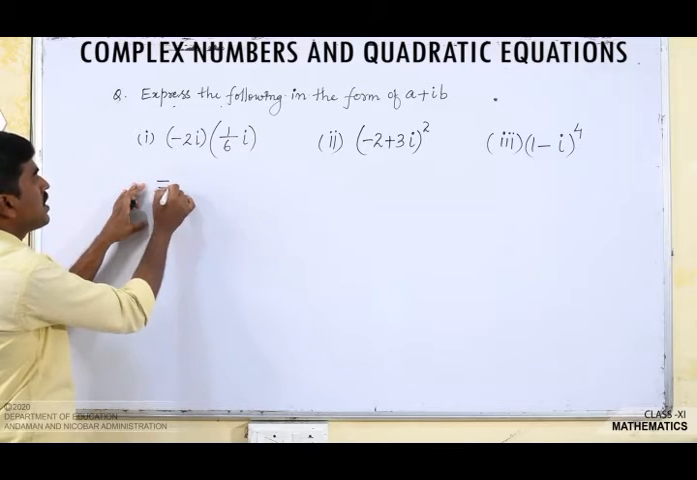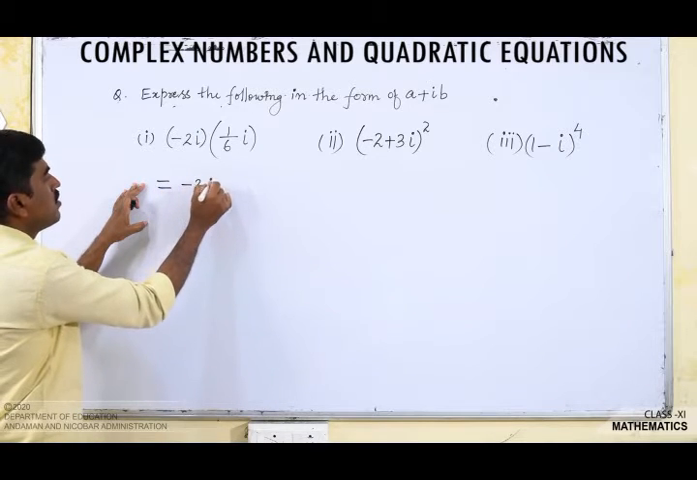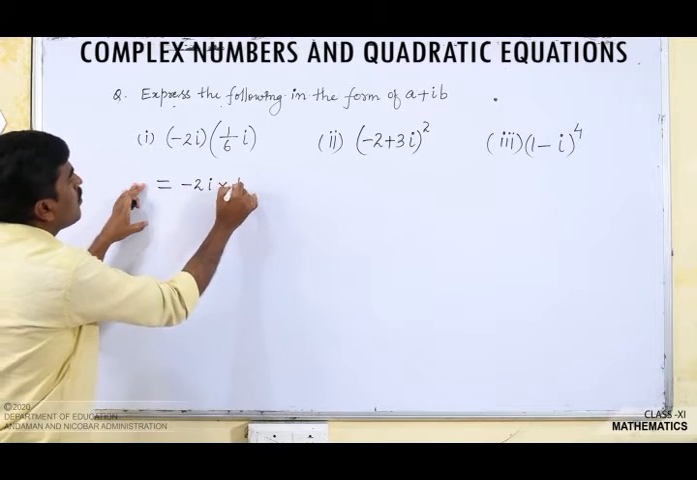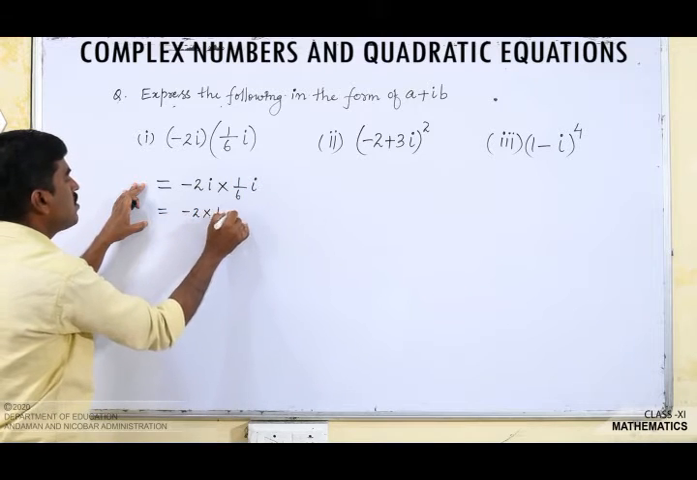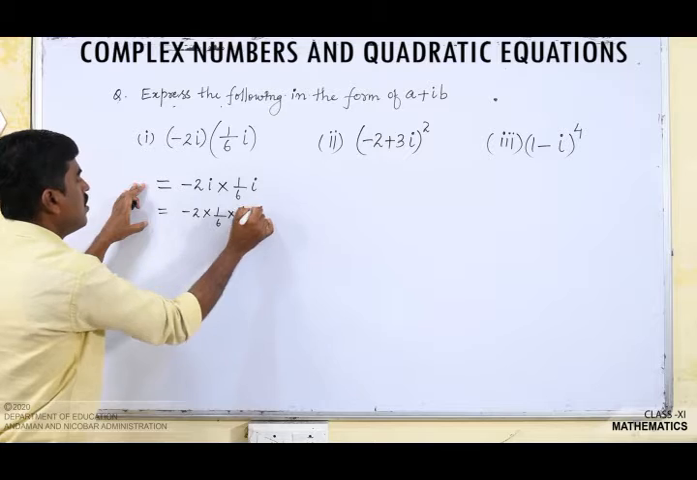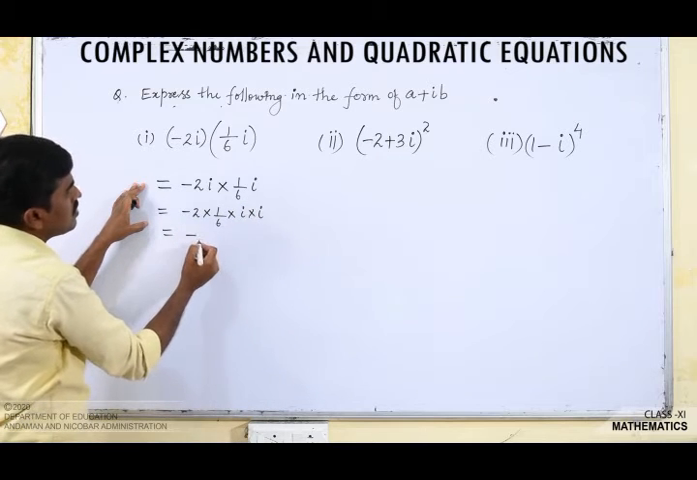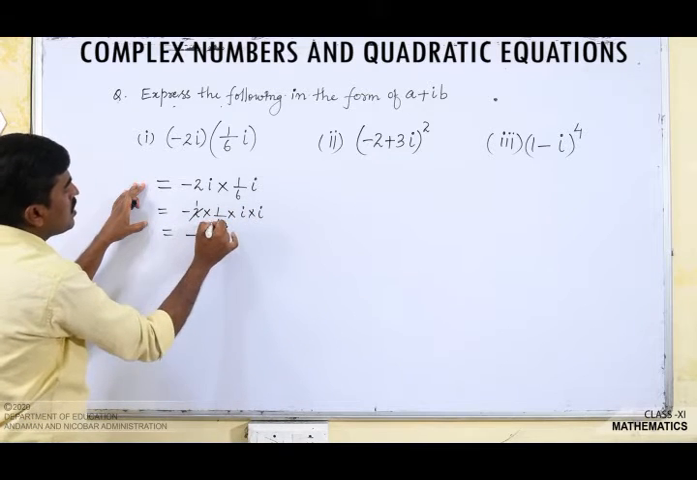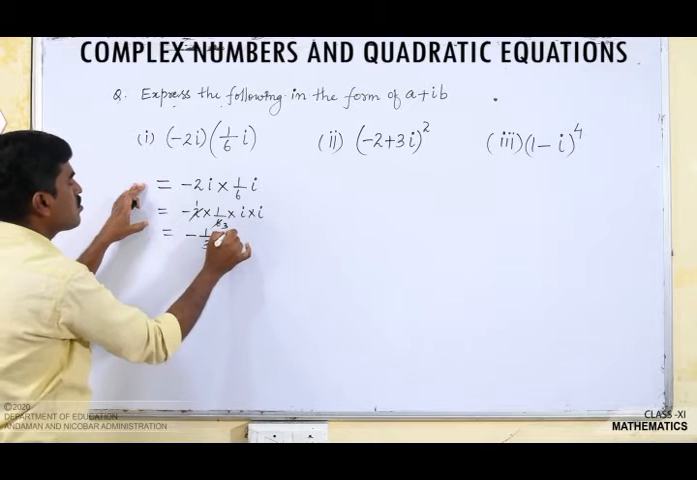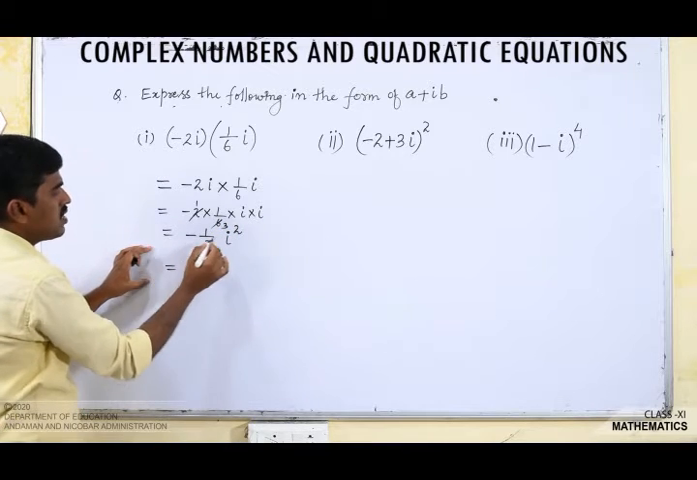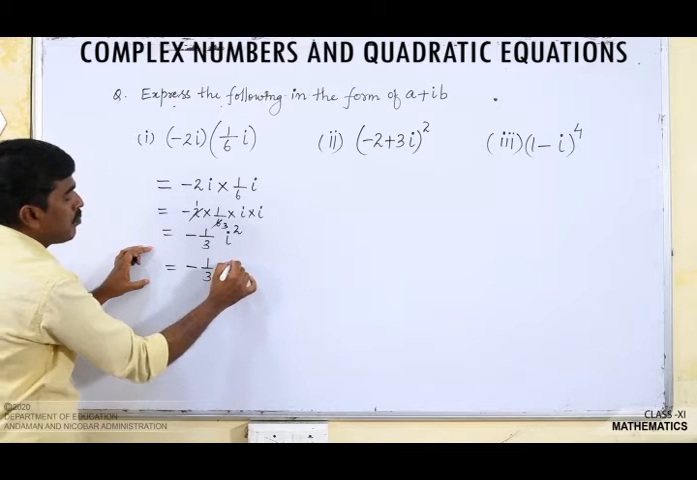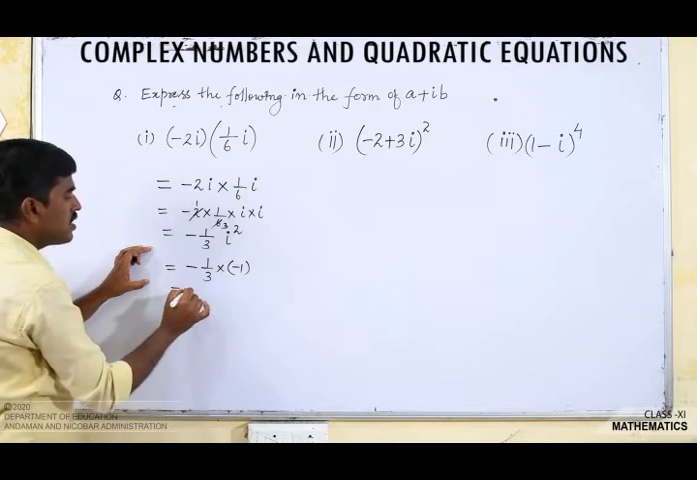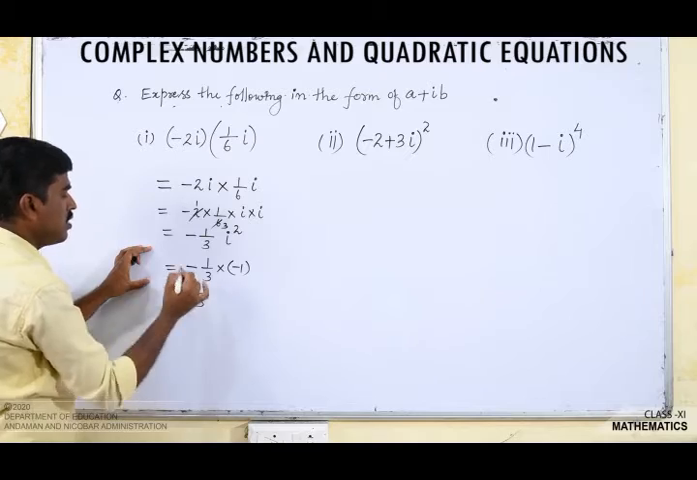So this can be written as −2i into 1/(6i), that is equal to −2 into 1/6 into i/i, or it is minus, 2 ones are 2, 2 threes are 6, so −1/3 i². And what is the value of i²? Minus 1/3 into i², i² is −1. So it is equal to 1/3.